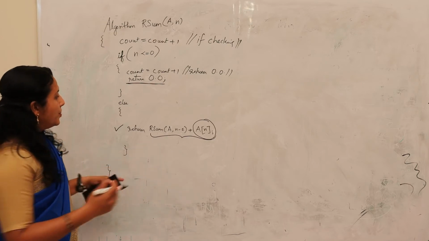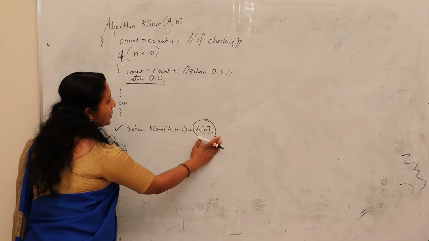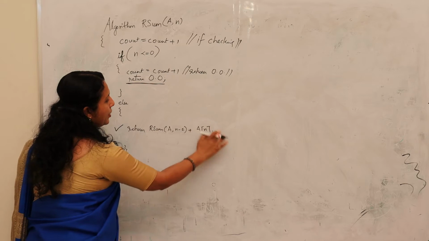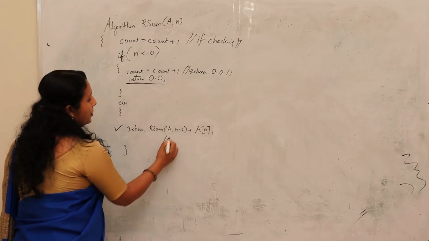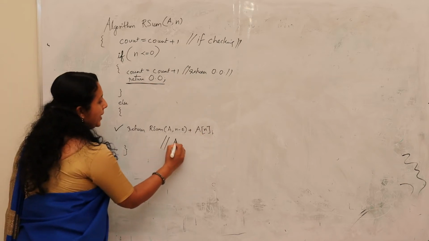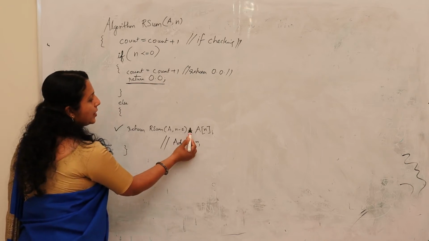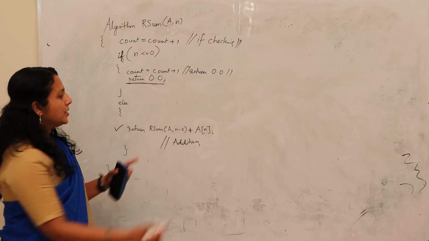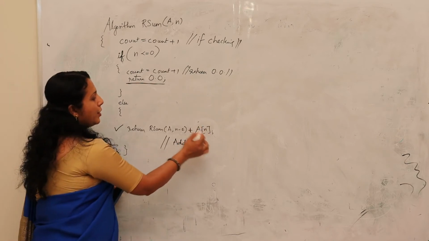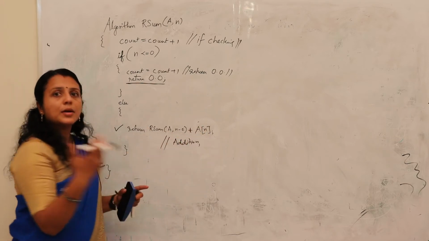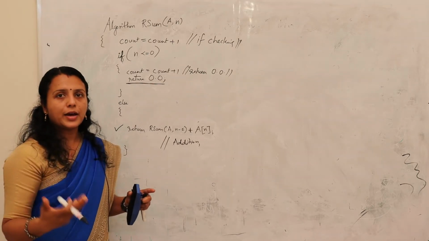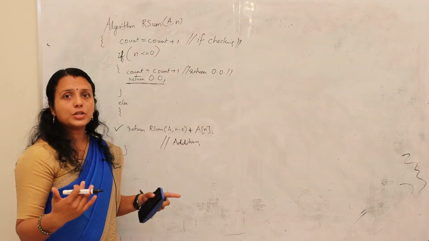Okay. So here 3 operations are going on. Normally here 3 operations are going on. I will be writing here. First is the addition operation. Addition is happening. You can see the plus symbol is there. That means the result of a of n and the result of r sum, both of them are getting added here. That is the addition operation.